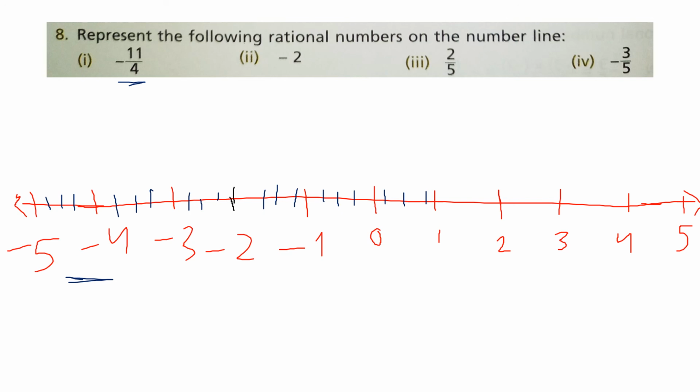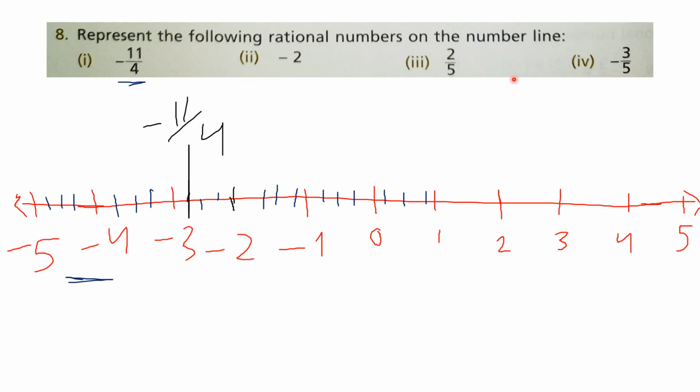Now you have to represent minus 11. So from 0 towards the negative side, because here we have a negative number, 1, 2, 3, 4, 5, 6, 7, 8, 9, 10, 11. So this one is 11, so this number is minus 11 by 4. So this is how you represent fractions on a number line.